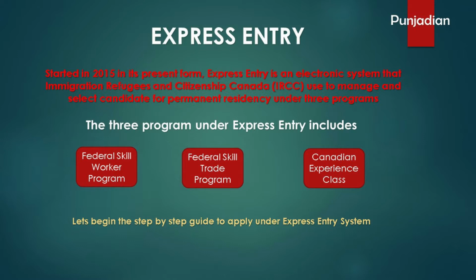Before we start, let us quickly understand what Express Entry is. Started in 2015, in its present form, Express Entry is an electronic system that Immigration, Refugee and Citizenship Canada, that is IRCC, uses to manage and select candidates for permanent residency under three programs. The three programs under Express Entry include the Federal Skilled Worker Program, Federal Skilled Trade Program, and Canadian Experience Class. Let's begin the step-by-step guide to apply under Express Entry.